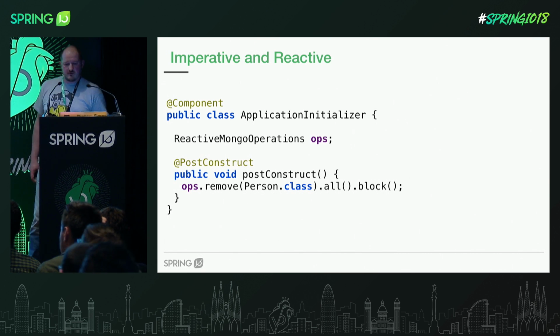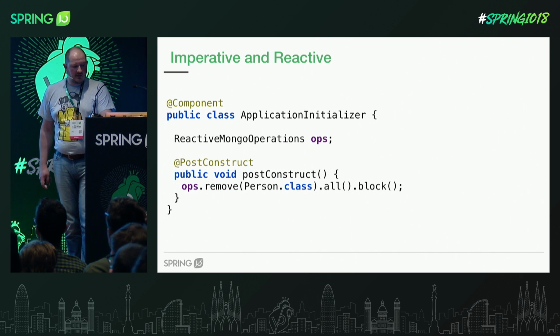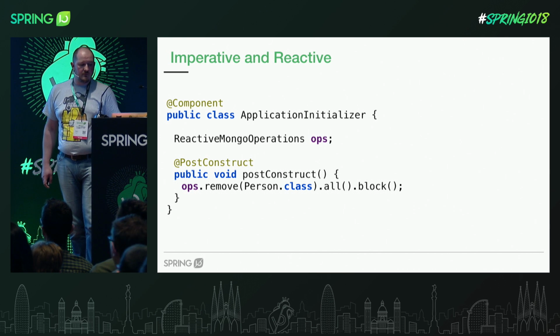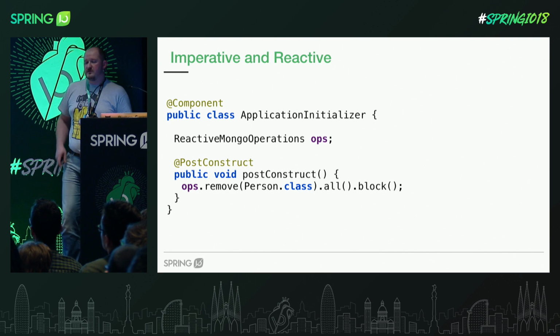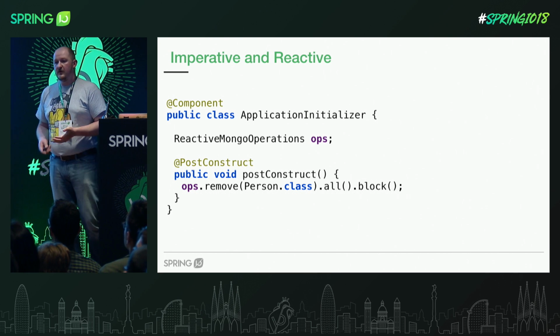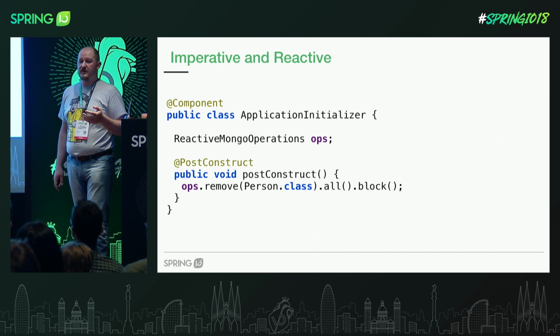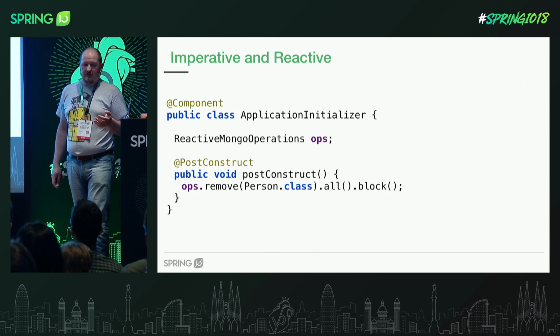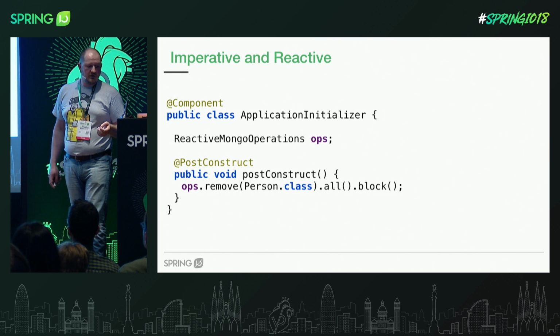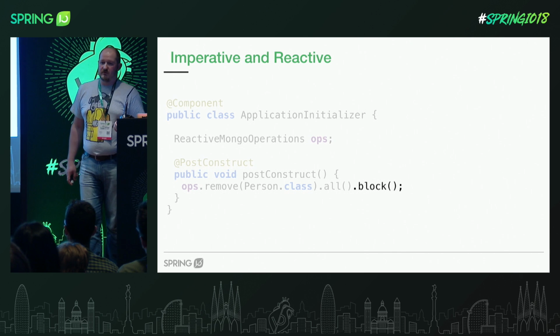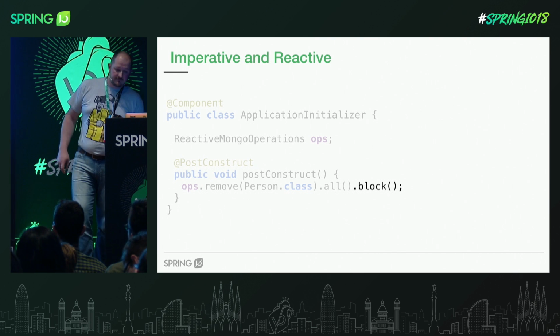So that's an example component here. I have a component with a @PostConstruct block. I'm using the reactive MongoDB driver. So the most natural option would be for me to reuse it across my whole application. And since I'm required to wait for the result of this operation, which removes all items from a person collection, I would call .block. You see, one kitten is already dead.